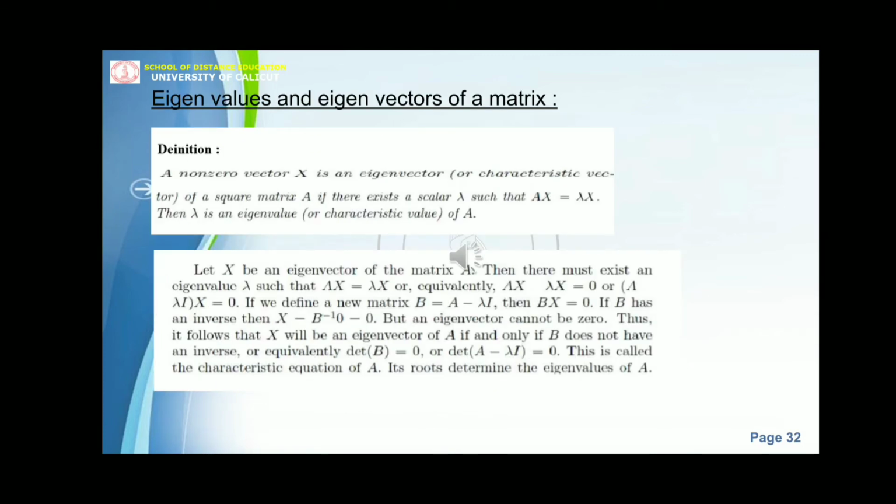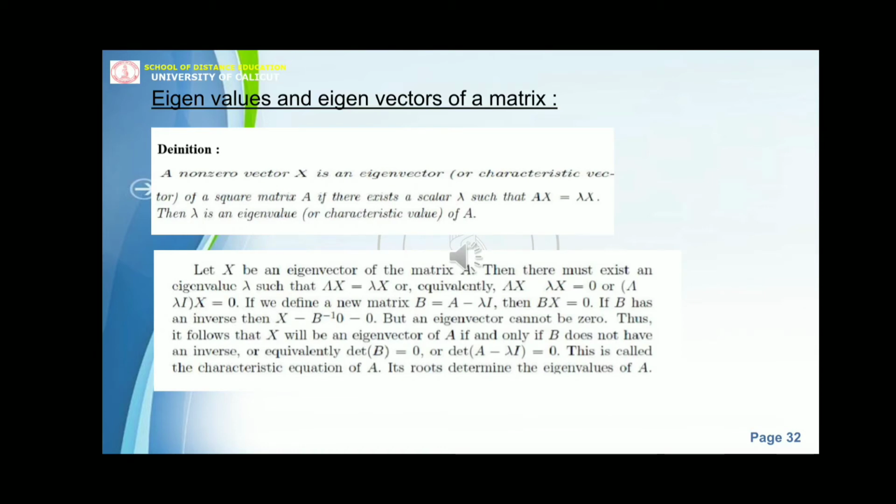Let us now introduce the notion of eigenvalues and eigenvectors of a matrix. A non-zero vector x is called an eigenvector of a square matrix A if there exists a scalar lambda such that A acting upon x gives lambda times x. Then we call lambda the eigenvalue or the characteristic value of A.